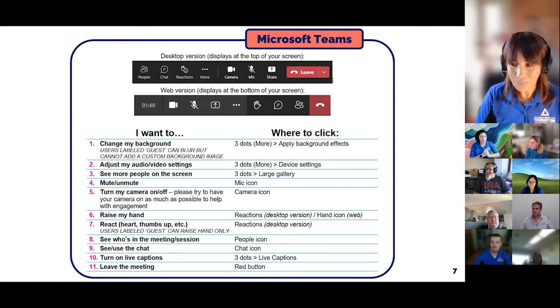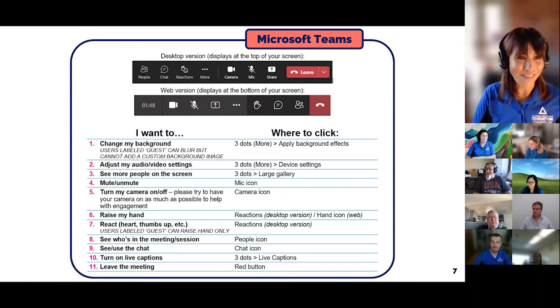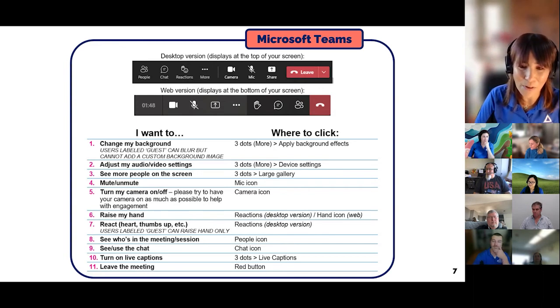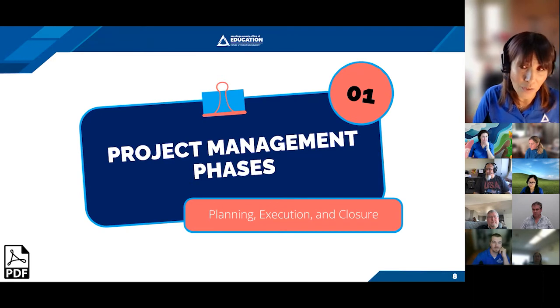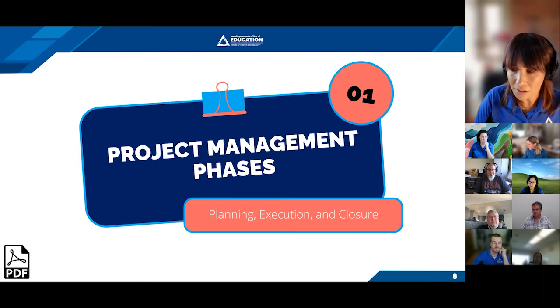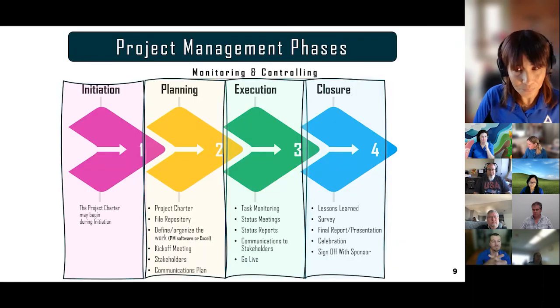All right, so housekeeping done. We've had a chance to meet. Let's go ahead and keep moving here. We're actually going to move into our first handout. It's the Project Management Phases document, and that's a PDF that we sent to you. And let's just take a look at what's inside of that document.